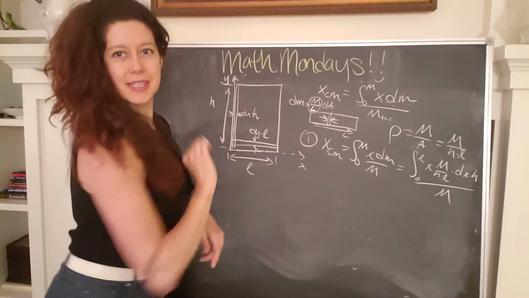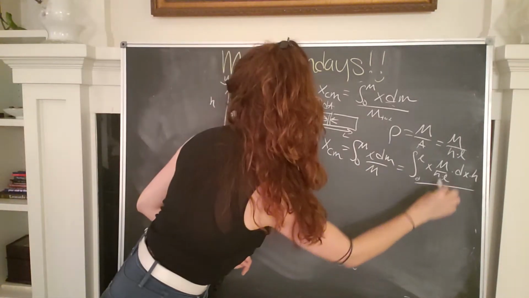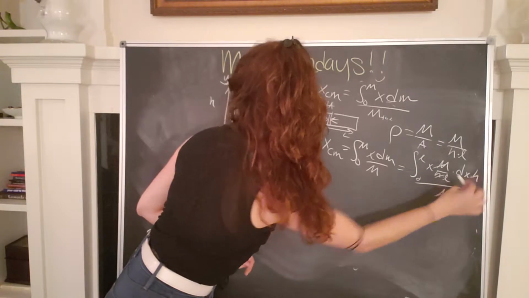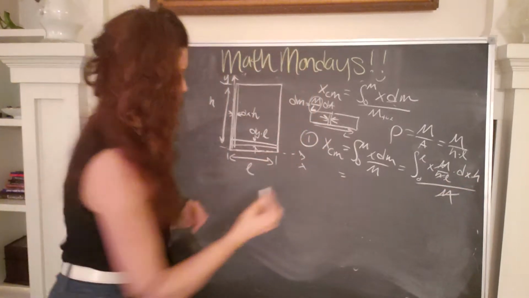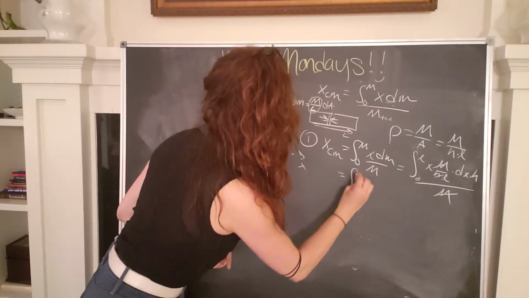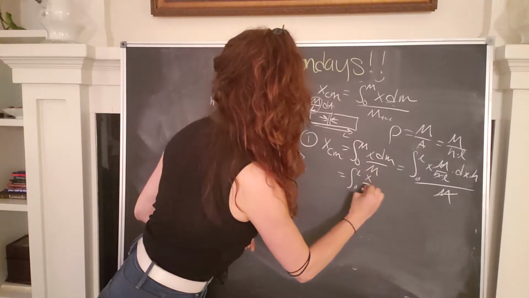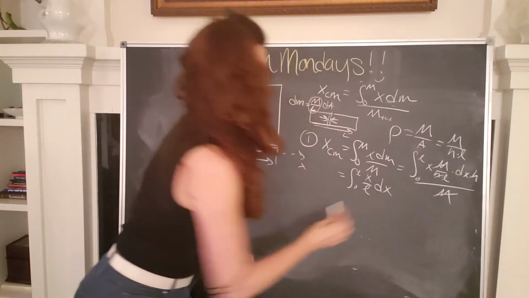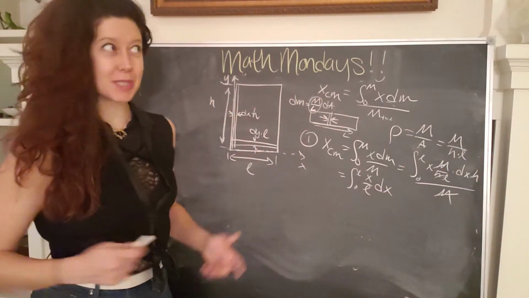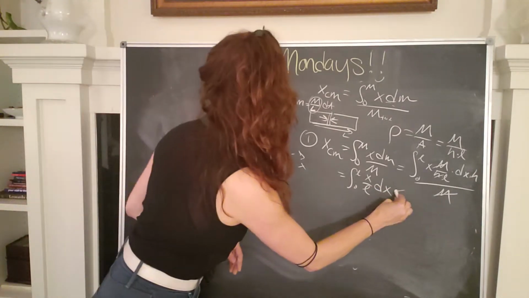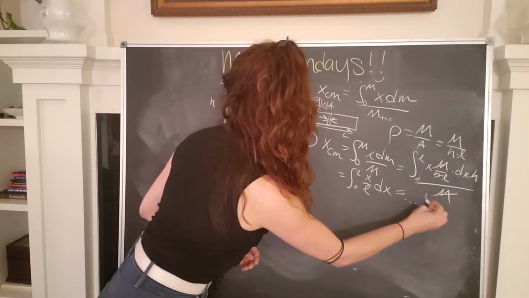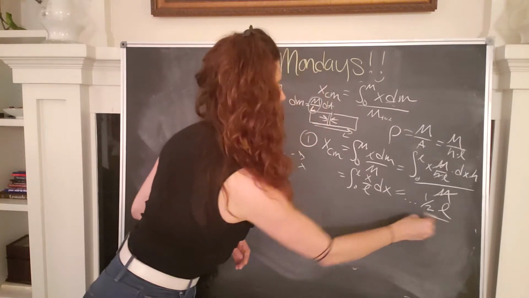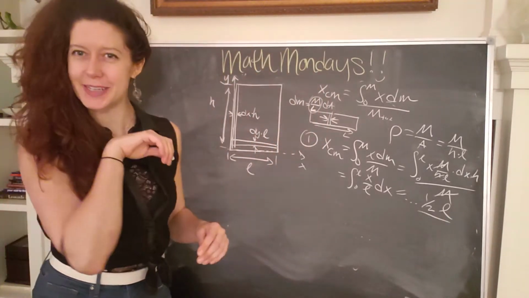And the nice thing about this is that a bunch of stuff cancels. So these m's cancel and these h's cancel, and we are left with the integral from 0 to L of x over L times dx. Wait a second, this is basically the same thing we had last time. Heck yeah, it is. So we've already done this, and we're going to get 1/2 L. Boom! No big deal, right?